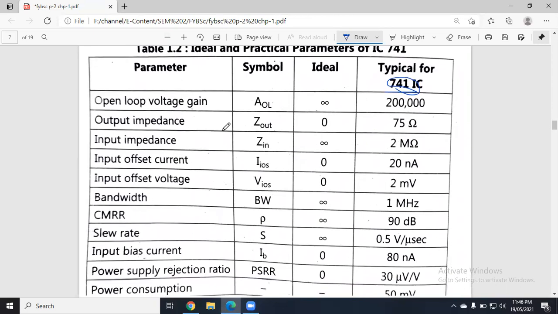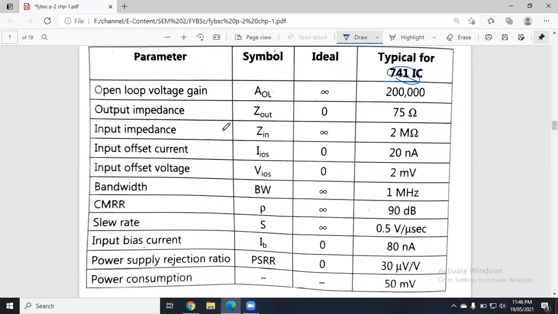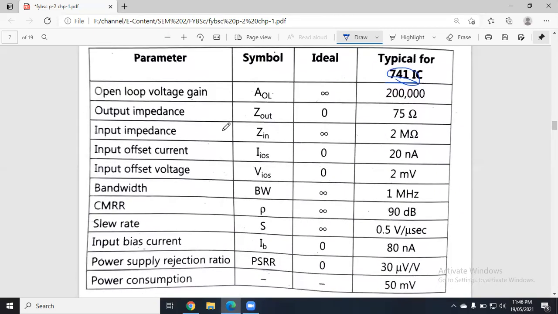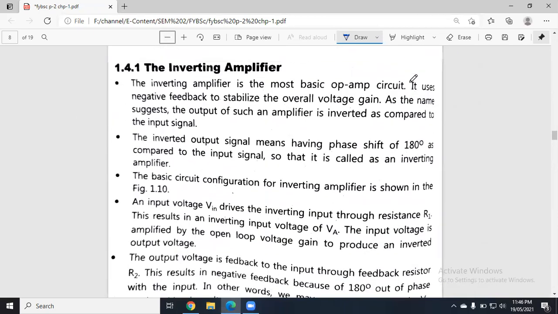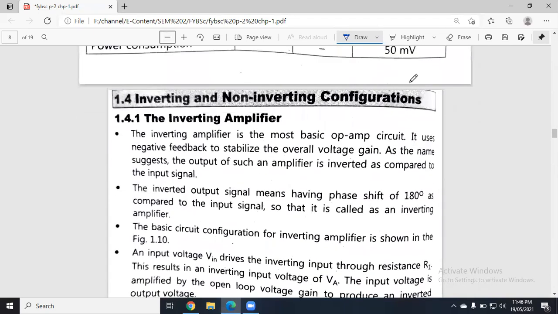Correct. So I'm going to pause it over here for a few seconds. If you go through this chart, what will we observe? You will observe all the parameters, their symbols, their ideal values and their practical values for IC741. All right. So just go through this once and you will be able to answer all the questions. All right. So in the next lecture, we will see the remaining things.